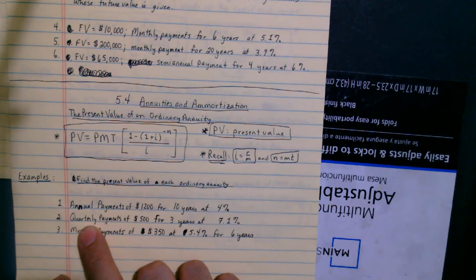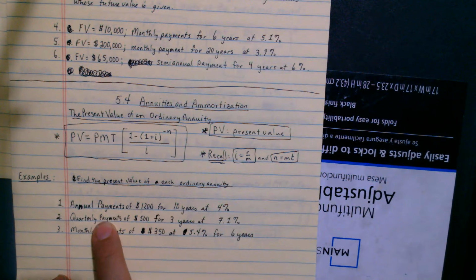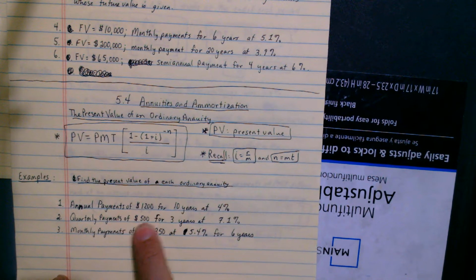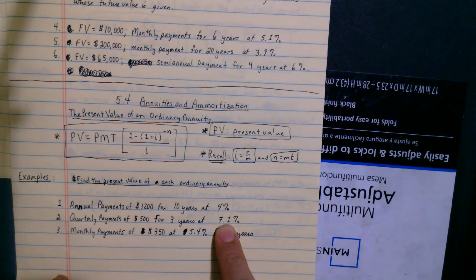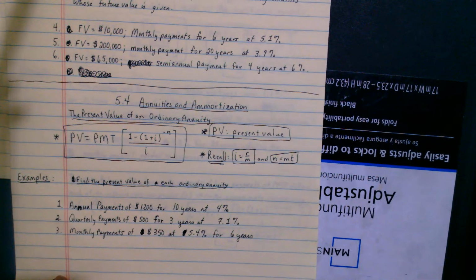So quarterly payments, m is 4. The payment, PMT, is 500. The number of years, t, is 3. The interest rate is 7.1%. So that gives you all your information.